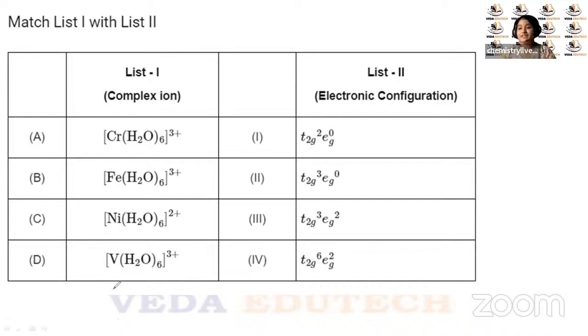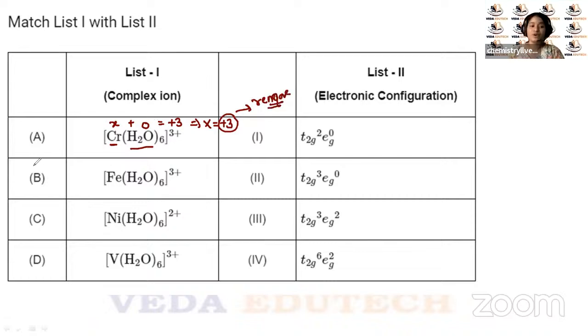Okay. Any idea, children? I'll tell you. As we see, chromium with water. Water is having charge 0, right? So chromium is going to have x + 0, whole charge is +3. So x + 0 equals +3, which implies x equals +3. +3 means you are going to remove electrons.